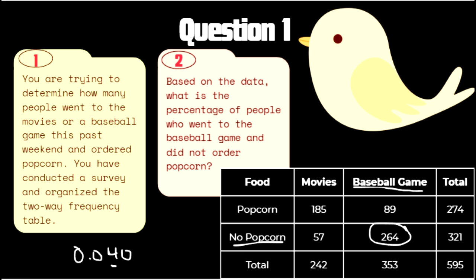264 divided by 353 gives us 0.74787 and so on. Okay, so we're going to go 0.748 and we're going to round it. So what that means is in a percentage, this is tens, hundreds, so this is the percent and we want a whole number. So this is going to get rounded to 75.